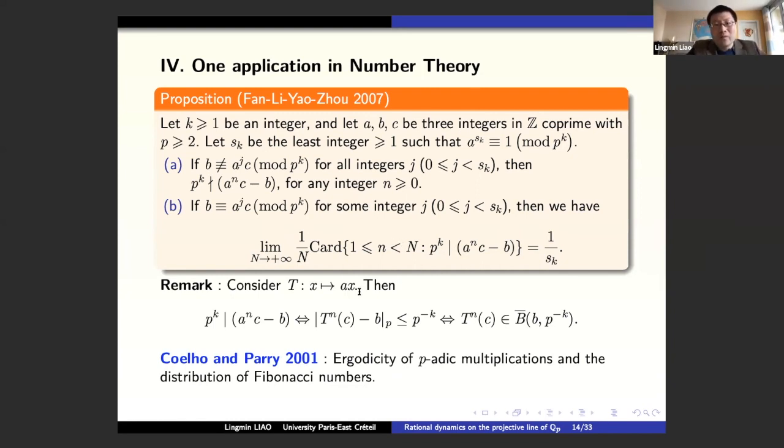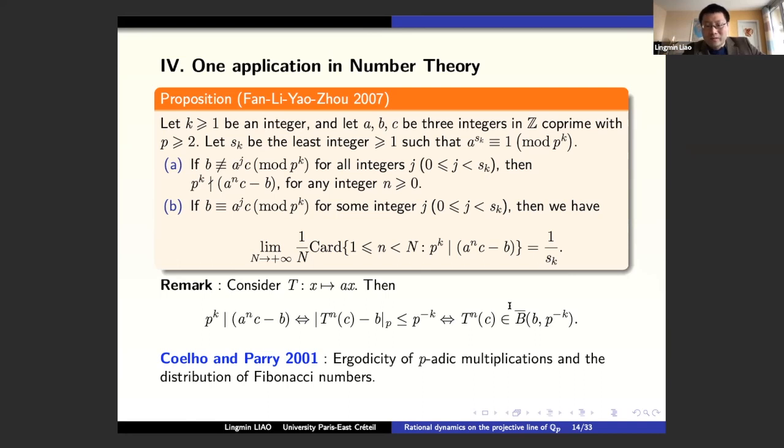So how can we use it? You just take this multiplication polynomial, and then divisibility is equivalent to saying your orbit is in certain balls. Birkhoff's theorem can tell you the frequency with which your orbit goes to some balls. Yeah, this is it. So for example, for the sequence of Fibonacci numbers, you can also use these things to calculate.